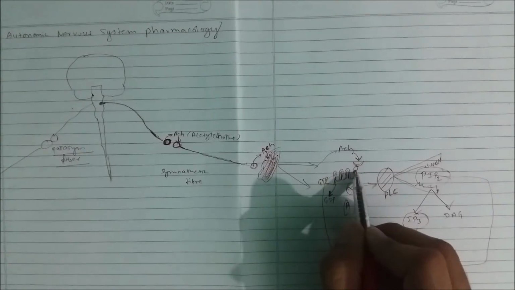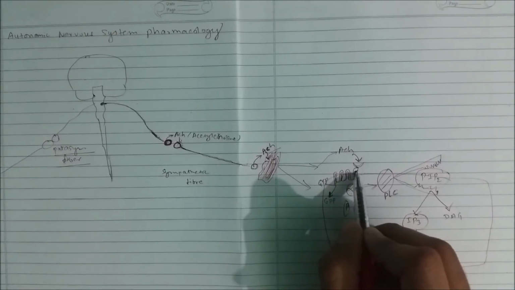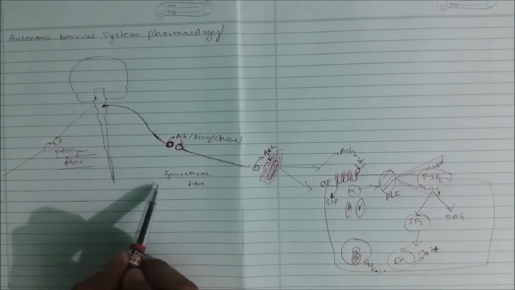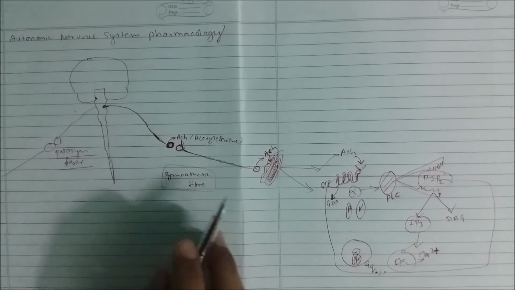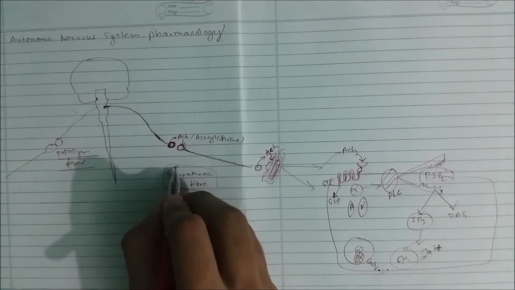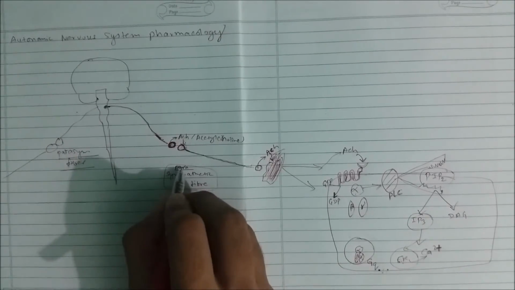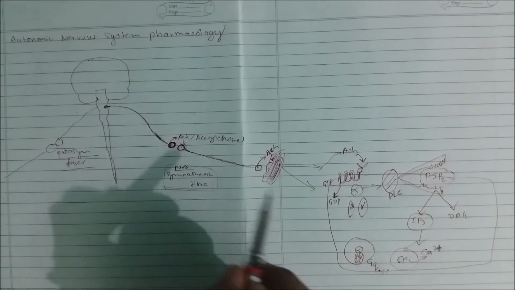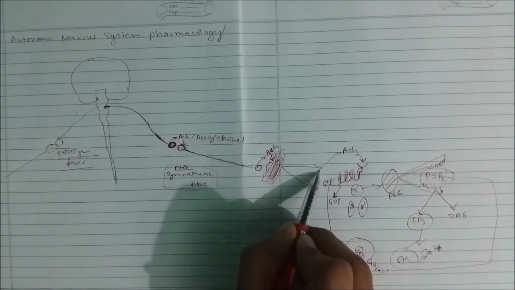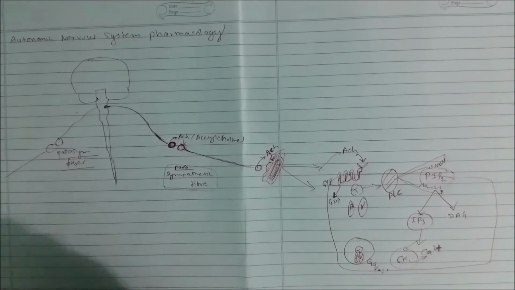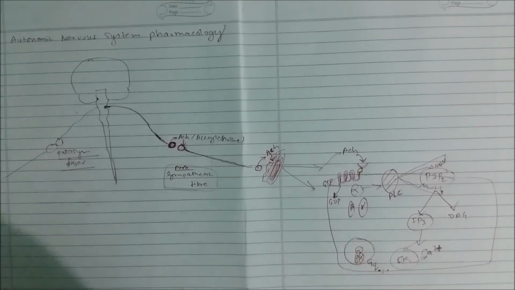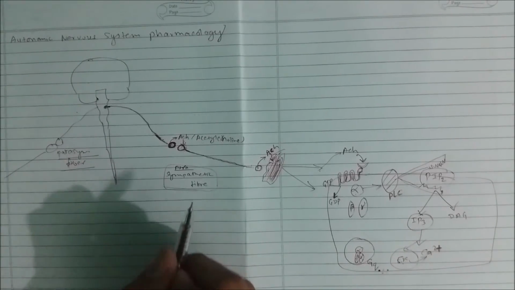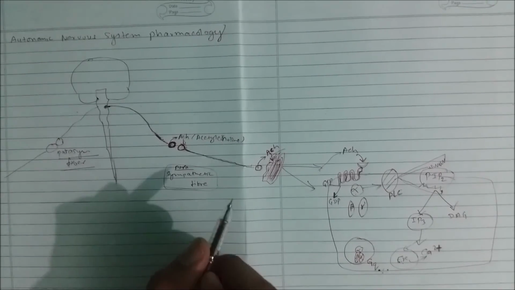So this receptor, which receives the neurotransmitters released by this fiber, I would say the parasympathetic fiber, because parasympathetic fibers use acetylcholine as the neurotransmitter. Basically, I want to repeat this again. Parasympathetic fibers use acetylcholine as their sole neurotransmitter.